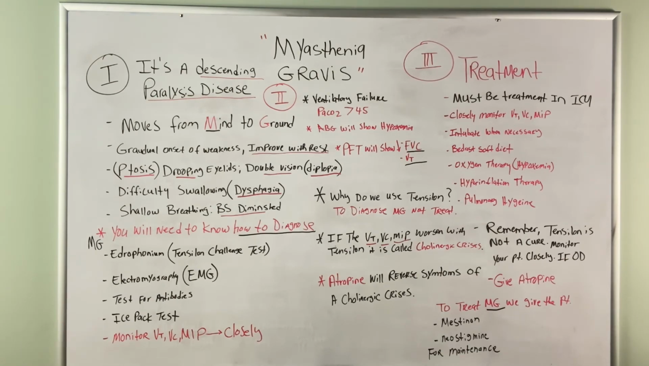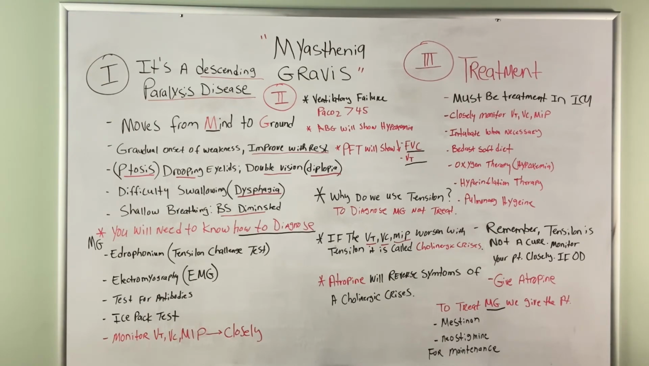Now, because this neuromuscular disease starts from the head and moves downward, most of the time we have to intubate these patients. So always be on standby to intubate, but don't intubate them too fast. Check the ventilatory parameters. If they are decreasing, then don't wait until they fail. Go ahead and intubate them.